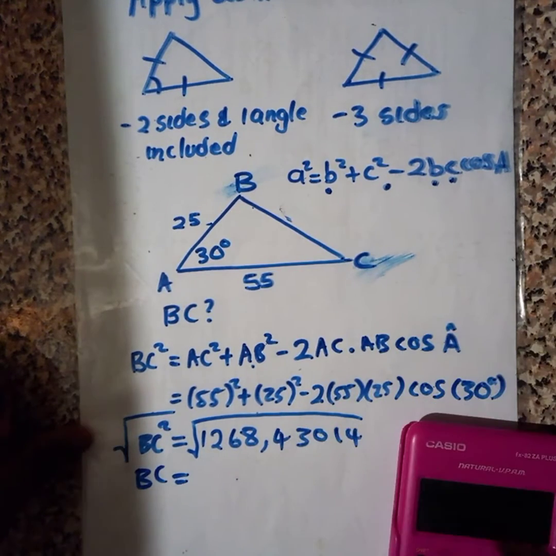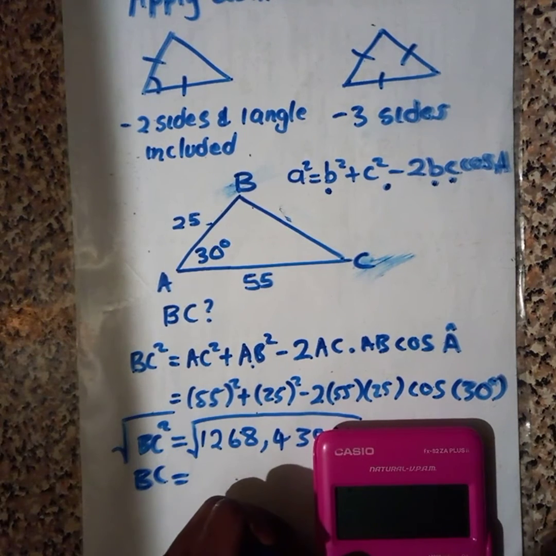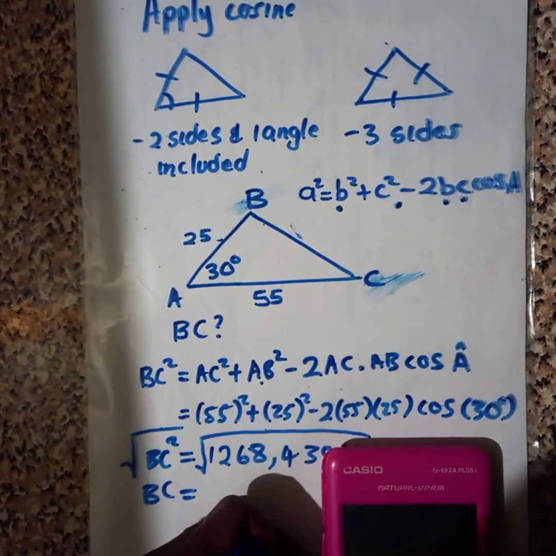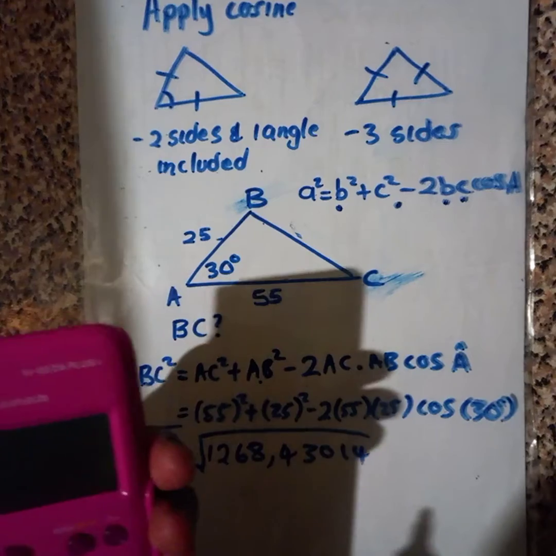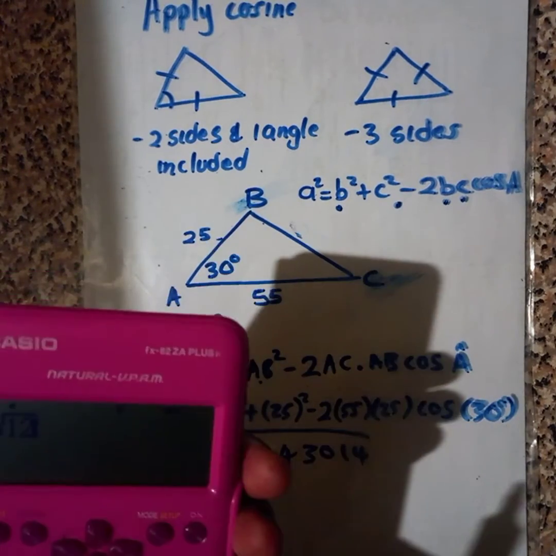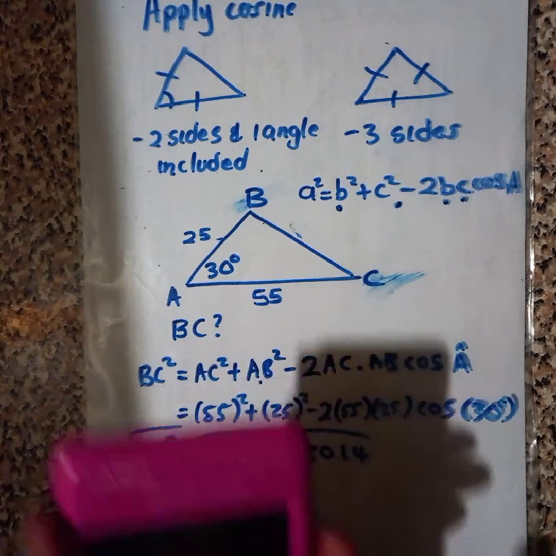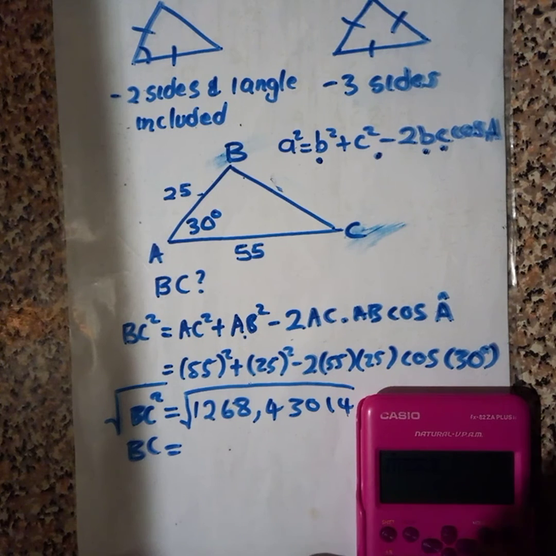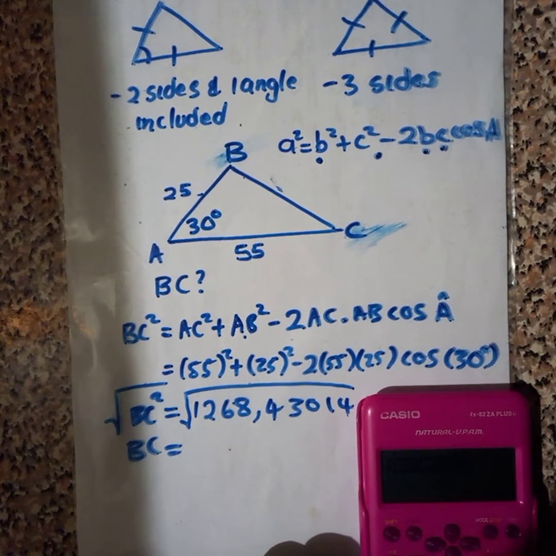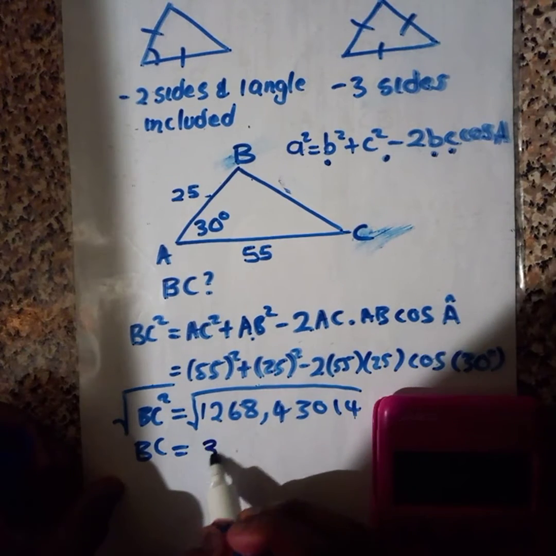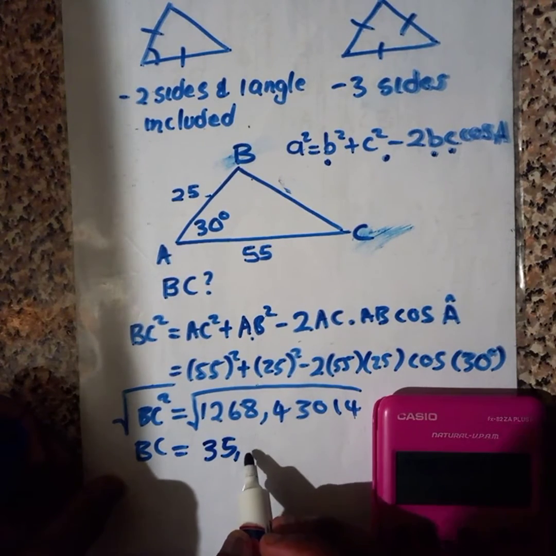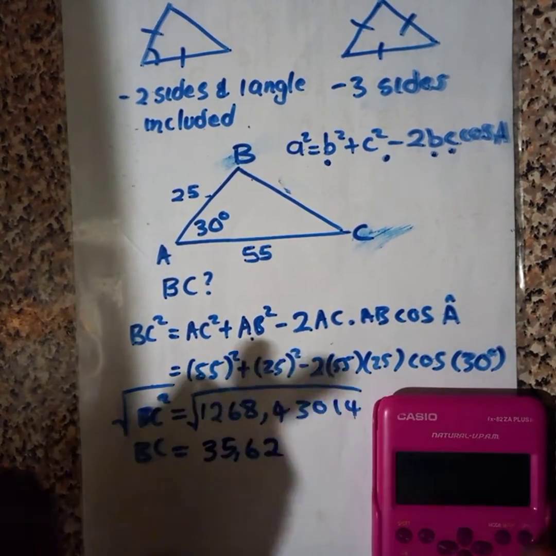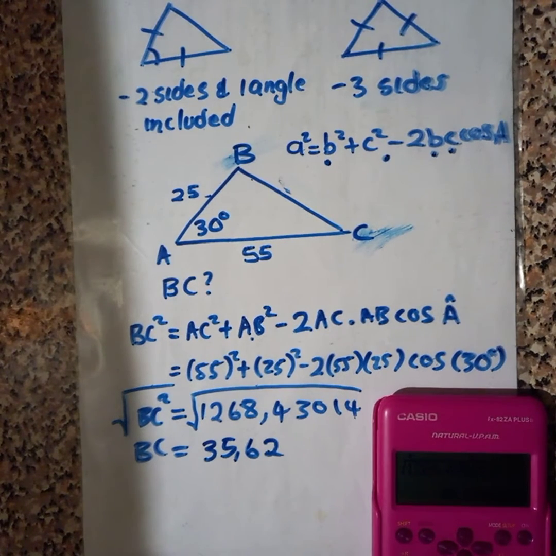Then our BC is going to be the square root of 1268.4316. Then our final answer is going to be 35.6, let's say we round it to 2 decimals. This was a cosine rule application as well as the proof.